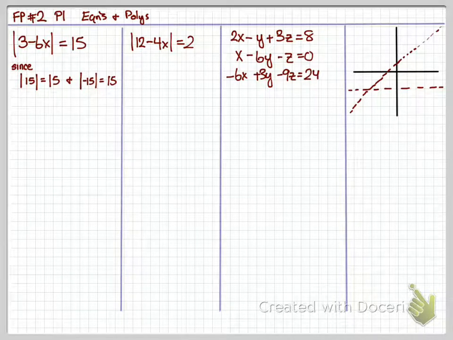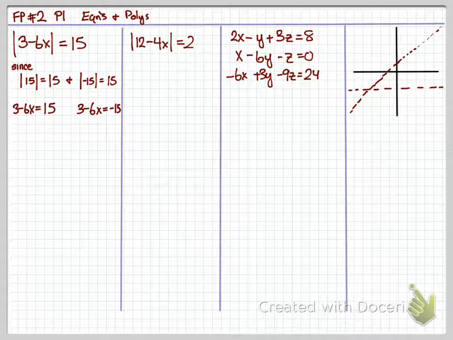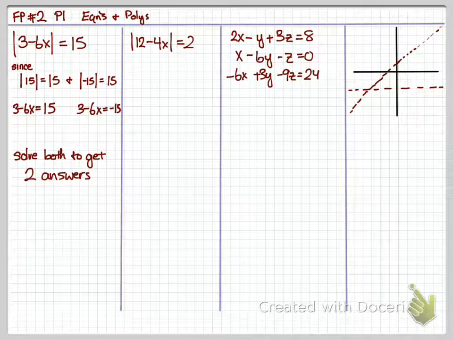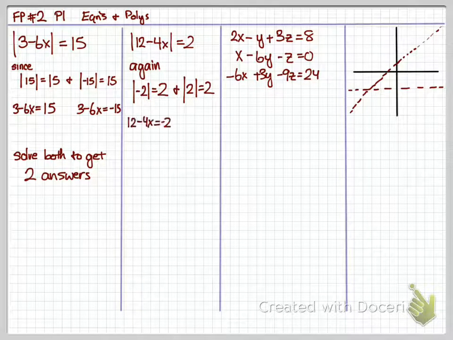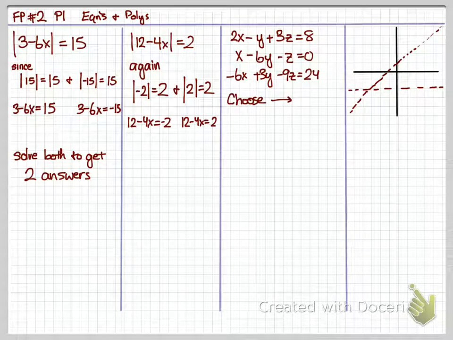So we have to set this equation up twice. 3 minus 6x equals 15, and 3 minus 6x equals negative 15. Solve both to get two answers. I'll let you guys finish up the rest of that. Taking a look at the second question, again, it's the same thing. 2 spaces away from 0, well, negative 2 and positive 2 are 2 spaces away from 0. 12 minus 4x equals negative 2, 12 minus 4x equals positive 2, and you solve for both.